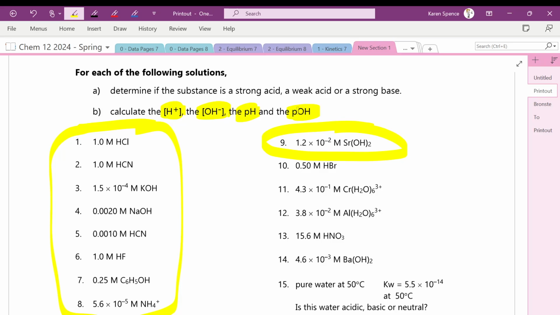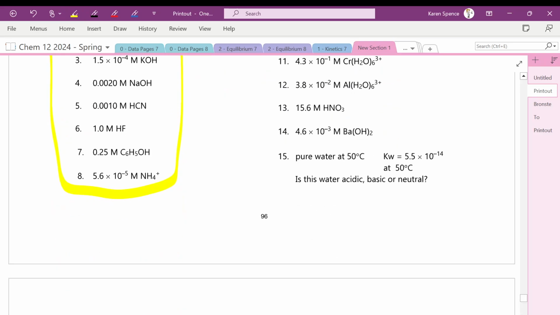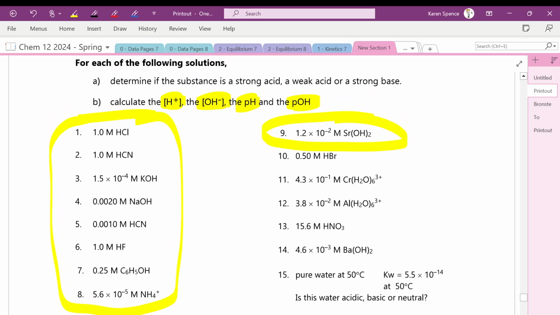All right. Because of the fire drill, this is as far as I got with my other blocks. So if you guys just want to work on this now, go for it. Page 95, numbers 1 through 9.